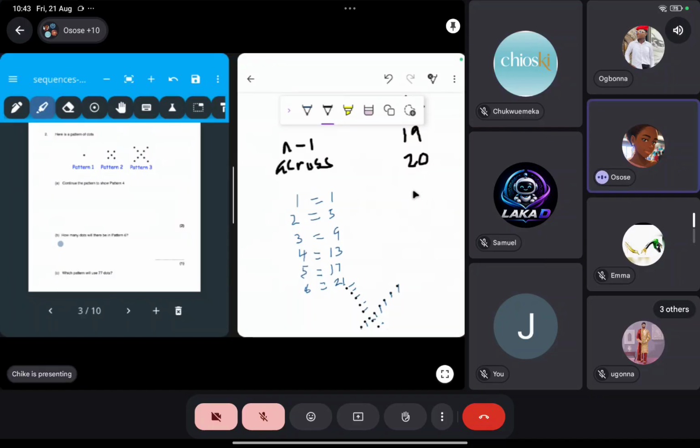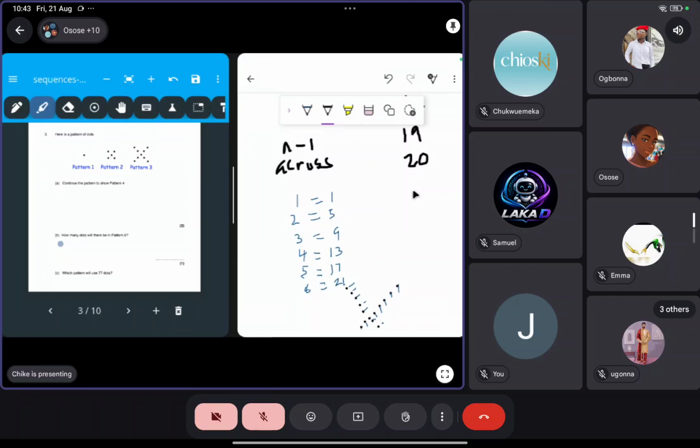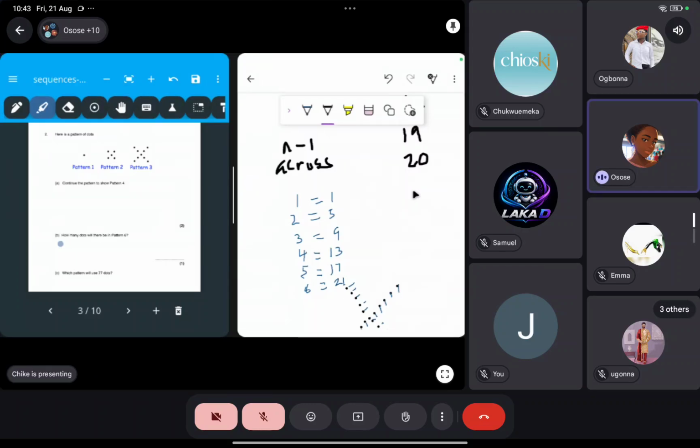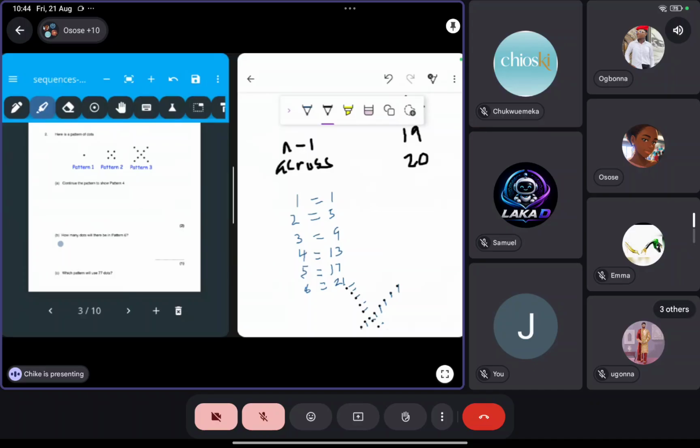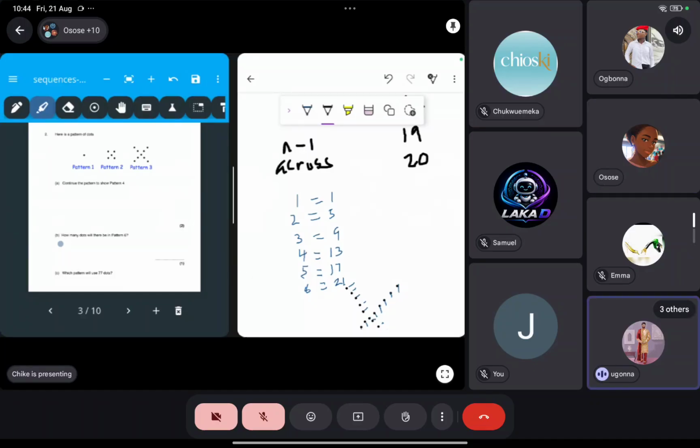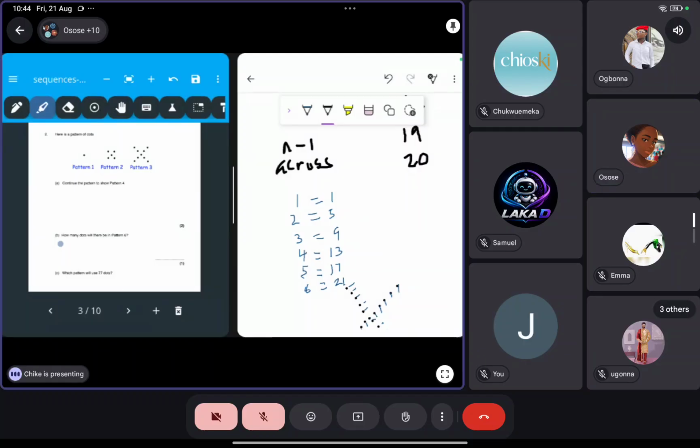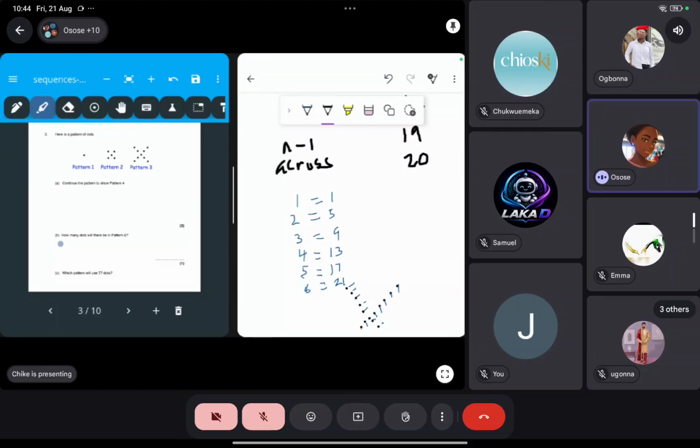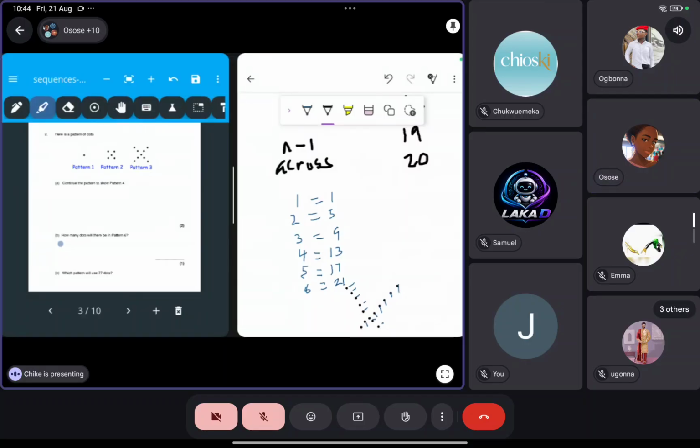When we have 77 dots, we first subtract pattern 1 from it, which gives us 76. Since from pattern 2 it keeps adding 4, we take the 76 and divide by 4, which gives us 19. Then we add pattern 1 again, which gives us 20 patterns. Okay, that's how you got your 20.